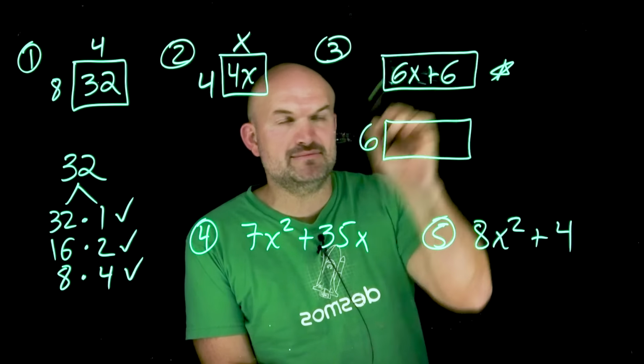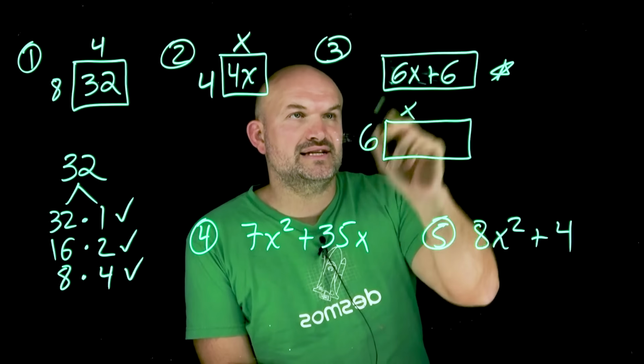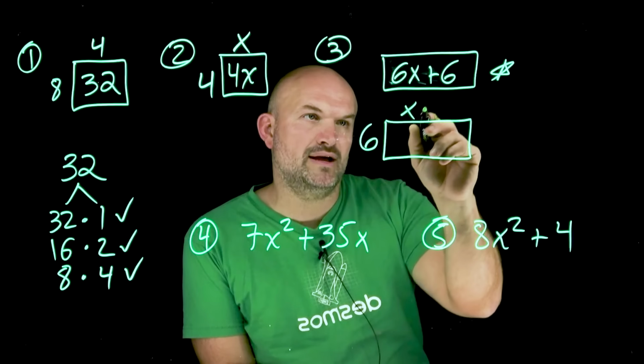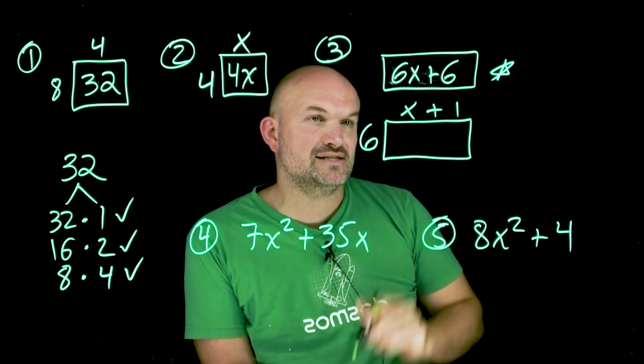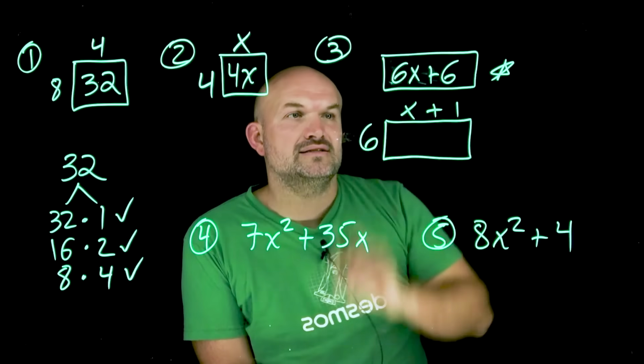Well, you might say, well, 6 times what is 6x? You can say an x. 6 times what is going to give me a 6? Well, that would be a positive 1. So therefore, I could rewrite this box with an area of 6x plus 6 to have the side lengths of 6 times a 6x plus 1.